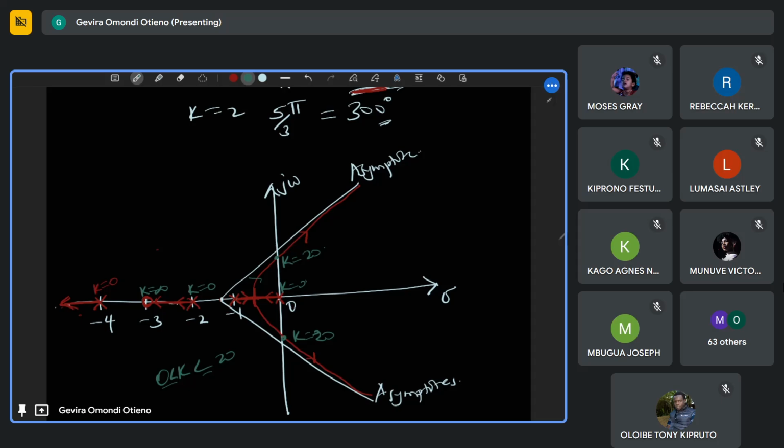So in the next class, we are going to attempt two things. One, we are going to attempt to obtain this gain K and the point. The point is known as the J omega axis crossing.